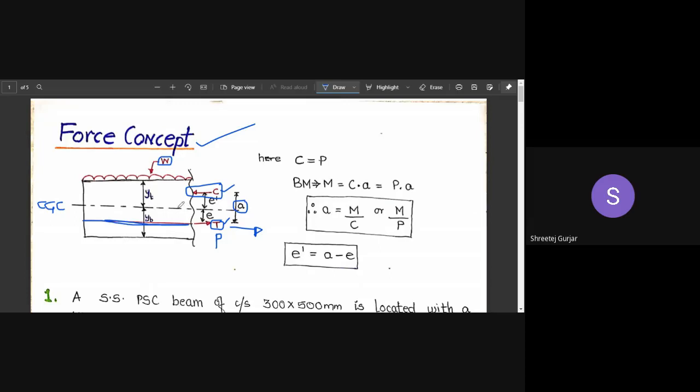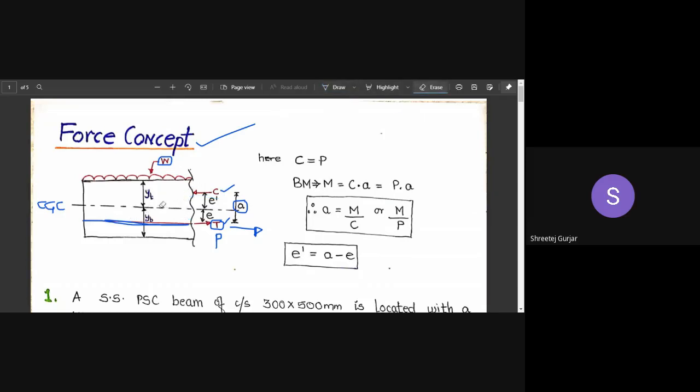So we know the distance between CGC and your pre-stressing steel is nothing but our eccentricity E, the vertical distance between CGC and your pre-stressing cable. The next thing is the distance from your CGC to your resultant compressive force C. The resultant compressive force C is here, so its distance from your CGC is your E dash, which I have represented over here.